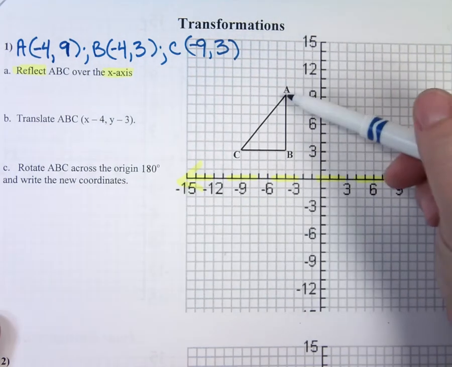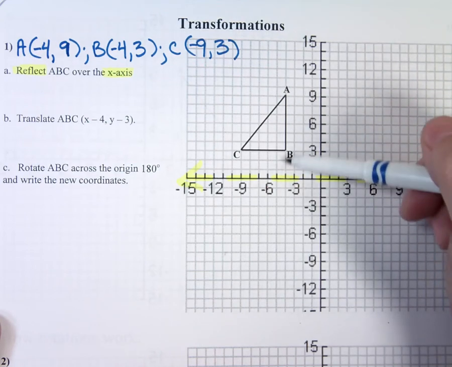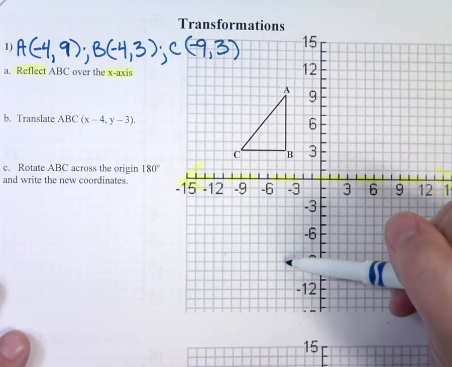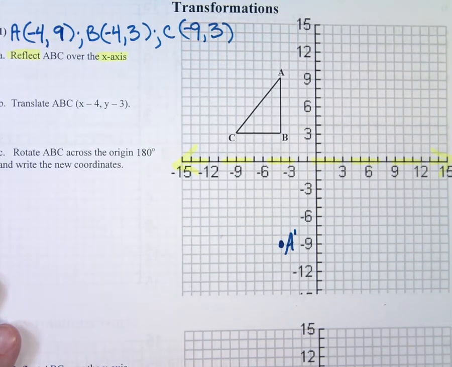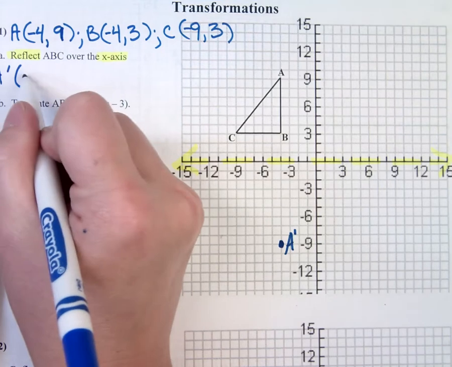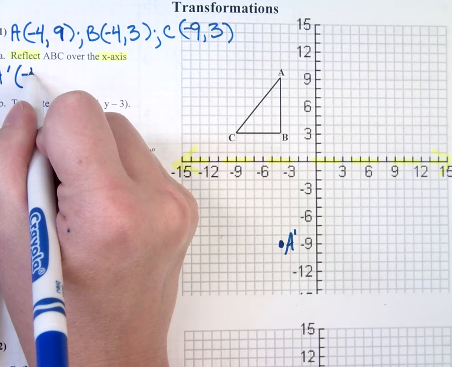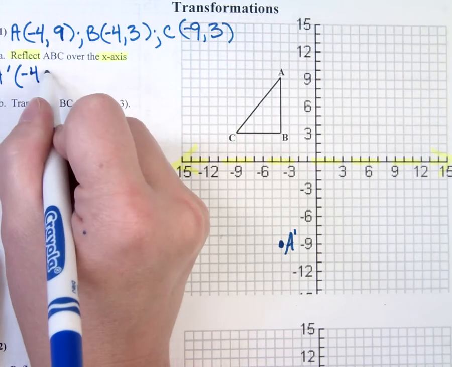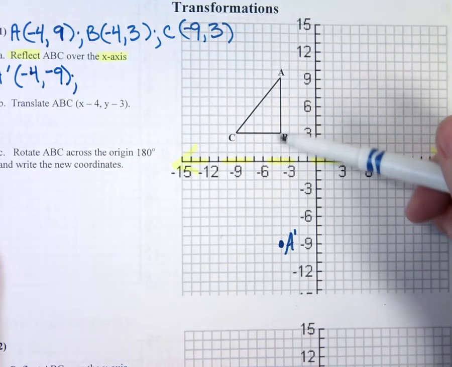So how far is A away from the x-axis? The A is 9 away from the x-axis, so I have to count 9 the other way, and this is where my new A would be, called A prime. Can you tell me what the ordered pair is for A prime? It is -4, -9.